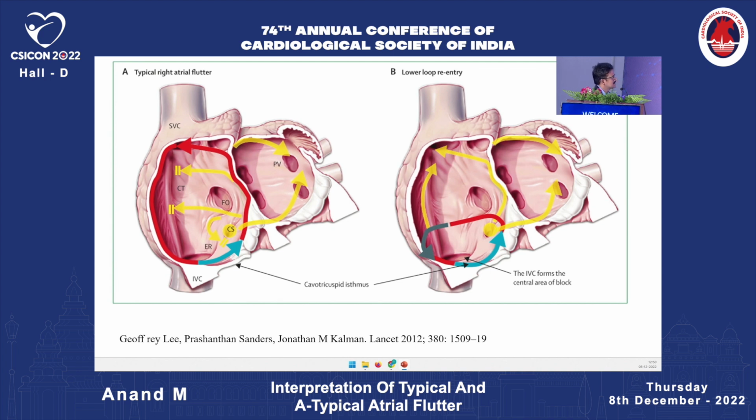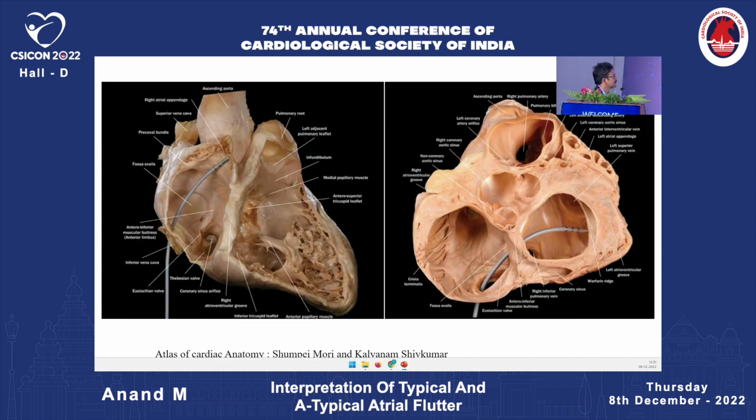On the right hand side is another form of a CTI dependent flutter, where the crista does not form a complete barrier, and hence, because it is not a complete barrier, some of the current can go across the crista. So this forms a circuit around the IVC. Here again CTI is the critical isthmus. This is called a lower loop re-entry circuit.